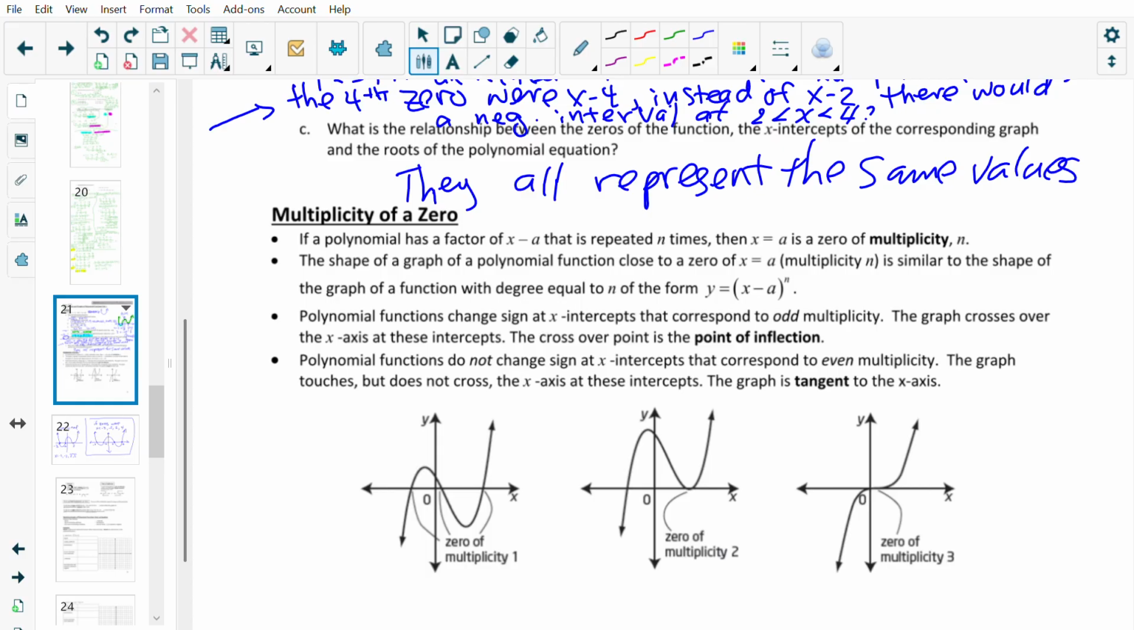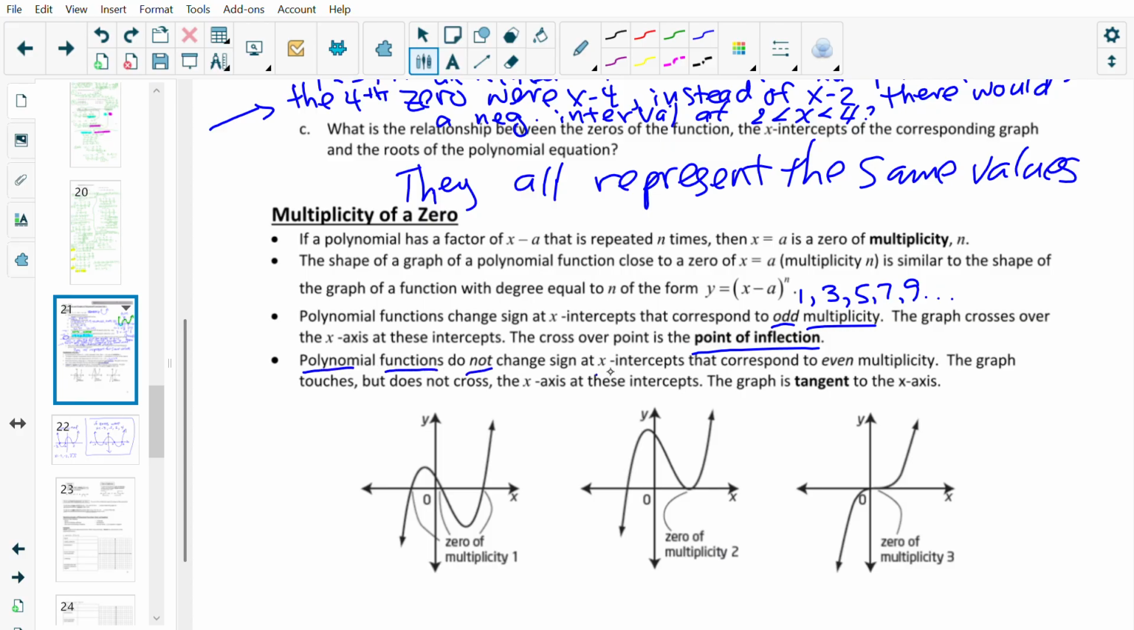The polynomial functions change sign at x-intercepts that correspond to odd multiplicity. So 1, 3, 5, 7, 9. The graph crosses over the x-axis at these intercepts. The crossover point is the point of inflection. We'll go over what point of inflection means on the next page, but let me just get through this definition.